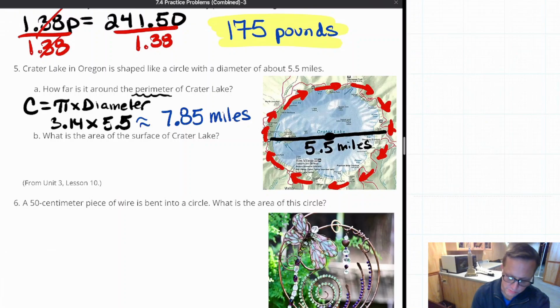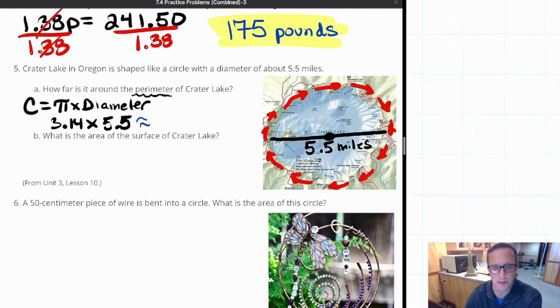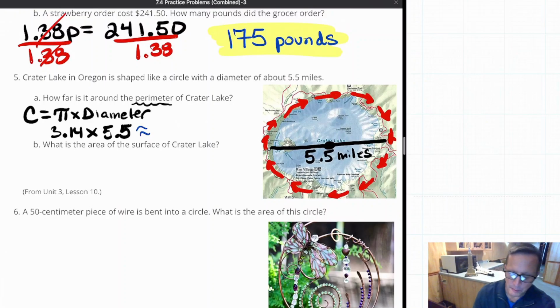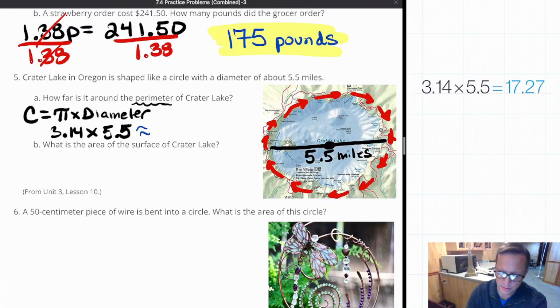I'm glad we have this opportunity to talk about that, because I know the circumference should be over 3 times the diameter. So it should be over 15 miles, okay? Probably maybe closer to 20. Let me try this again. 3.14 times 5.5. I'm going to do it like that. All right, so 17.27.